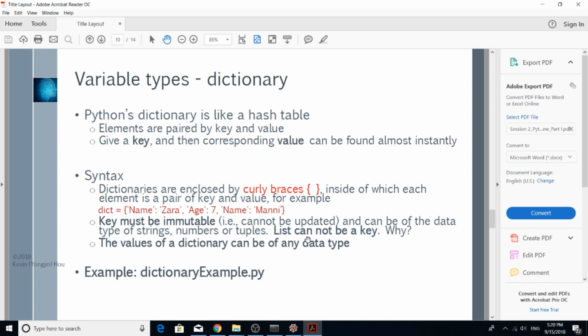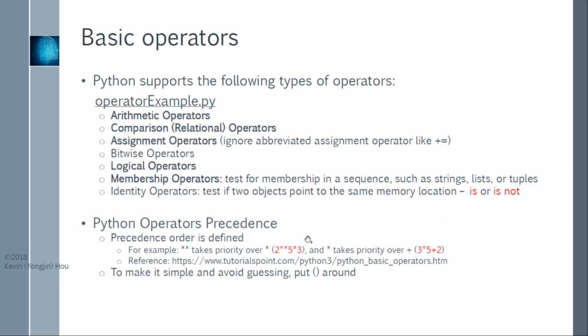So we're done with the 5 standard data types. Now let's move on to the operators. Python supports the following types of operators: arithmetic operators, comparison, assignment, bitwise, which we're just going to ignore for now, logical operators, membership operators, and identity operators. We're also going to ignore the identity operators. It's just saying whether two objects point to the same memory location, is or is not.